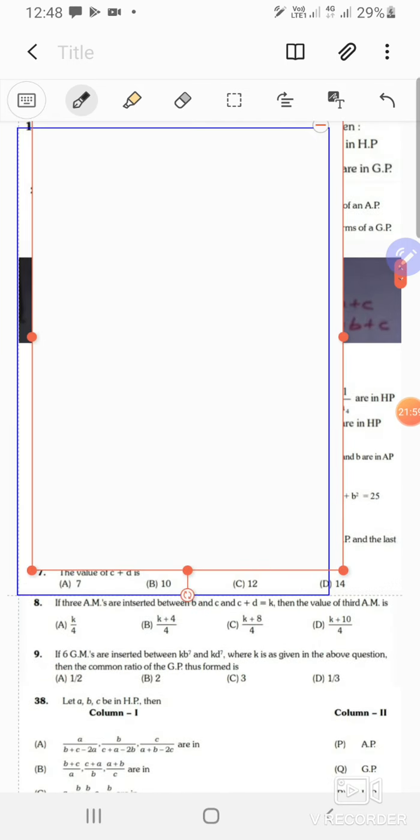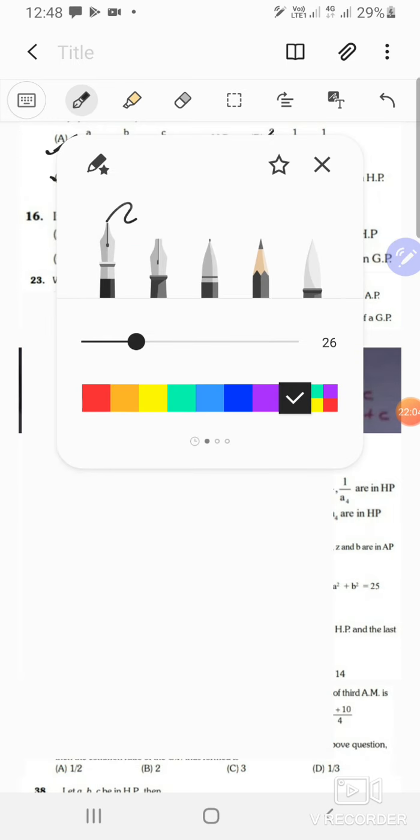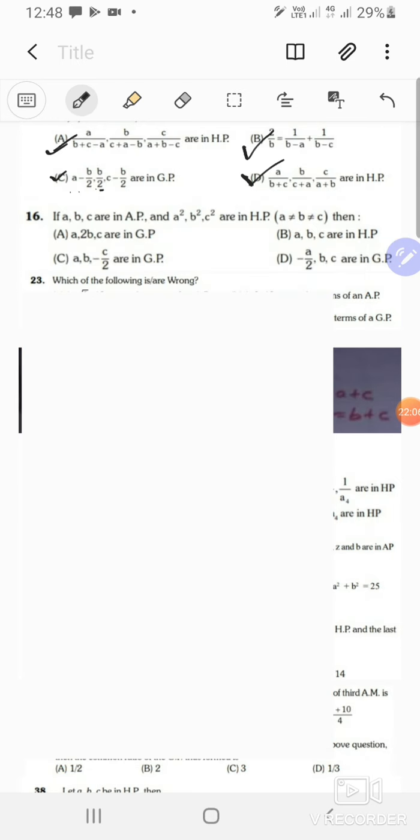Okay, so the next question is: if a, b, c are in AP and a squared, b squared, c squared are in HP, and they are all distinct, then a, b, c are in GP, a, b, c are in HP.